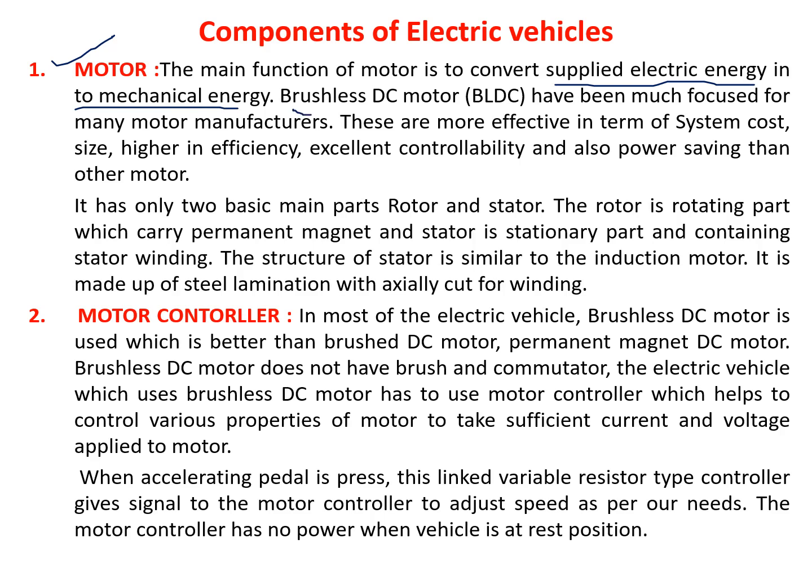Here, particularly, we are taking the brushless DC motor, which we can call a BLDC, which has been much focused on by many motor manufacturers for electric vehicles. These are more effective in terms of system cost. Why are only BLDC motors used here? Because the cost of the system is very low, the size is small, and they are higher in efficiency, have excellent controllability, and also save more power than other motors.